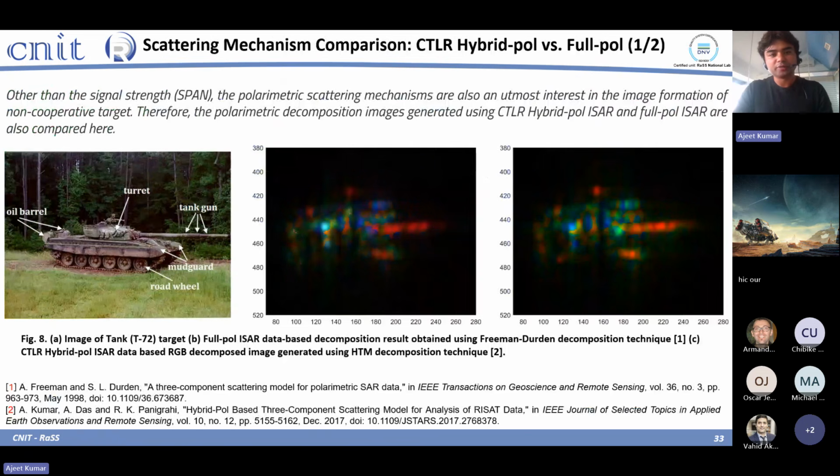Now, the other thing we do is the polarimetric scattering mechanism comparison. Are these the same or not? This is the decomposition result generated from the Freeman-Durden decomposition method. And this is with the STM method, which I presented at the very start, the hybrid pole three-component model-based decomposition technique, which I proposed. Here's the citation for that. You can see again the features are highly retained. For the mudguard, for sure there are some changes in the colors, blue and green, but other features are more or less retained.